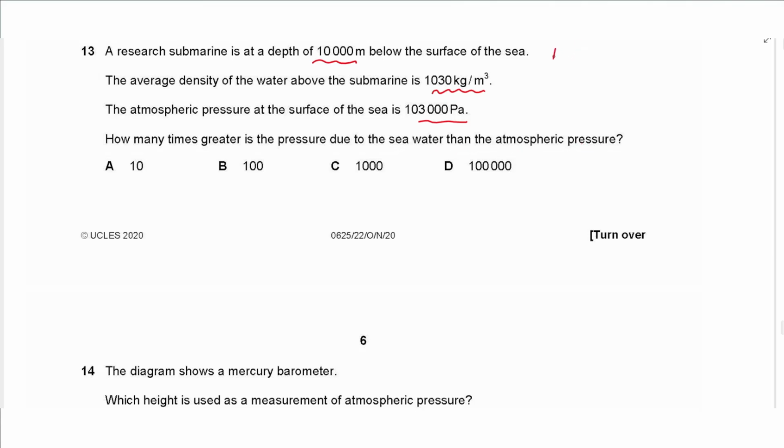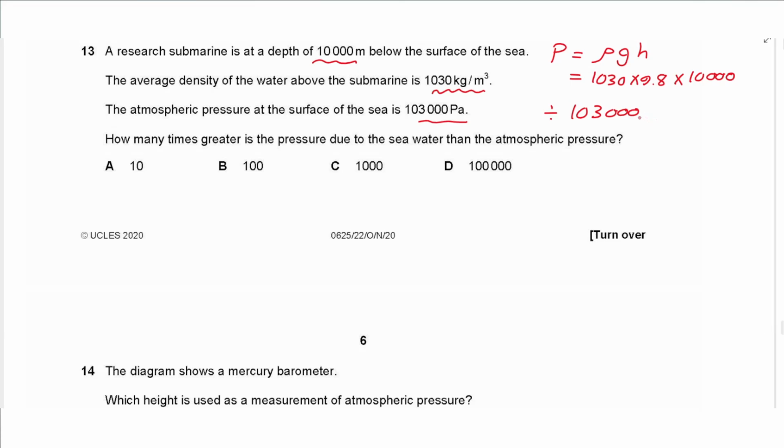So first we calculate the pressure due to the water. Pressure equals rho g h, density multiplied by gravitational acceleration by depth. So we have 1030, then we multiply by 9.8, then multiplied by the depth, which is 10,000. Then we divide that by 103,000 to get the ratio.